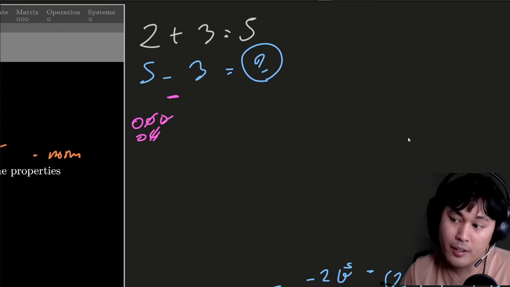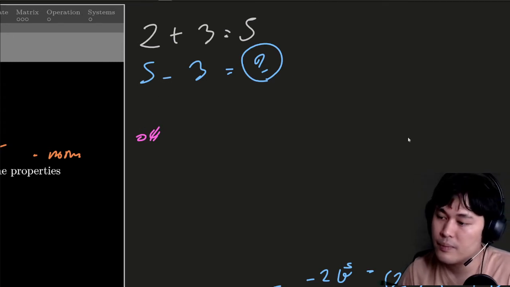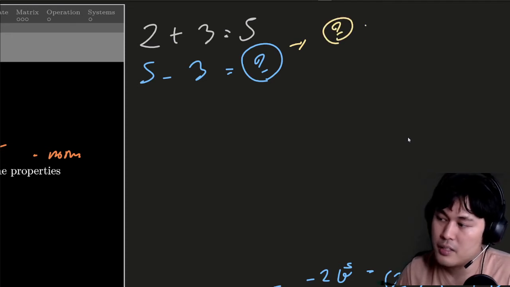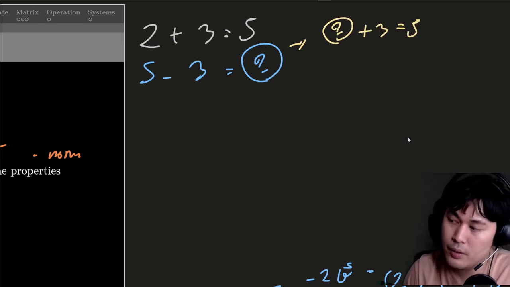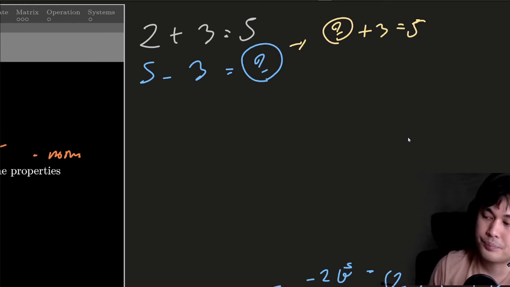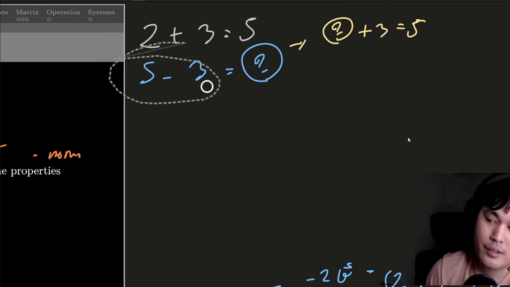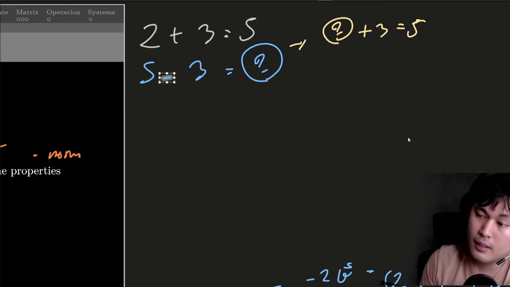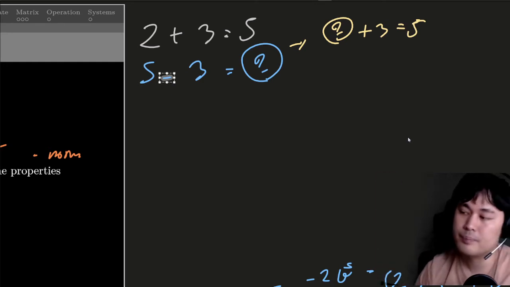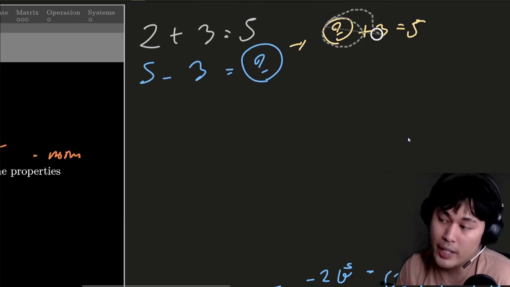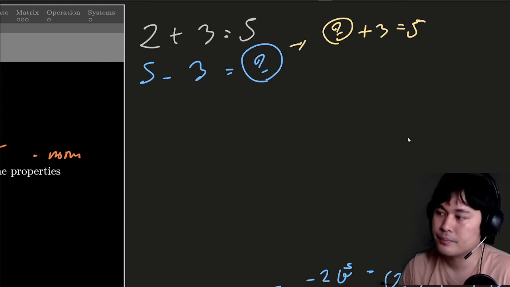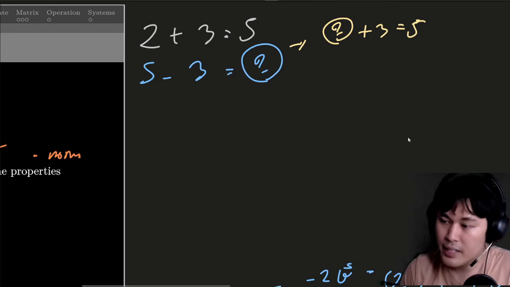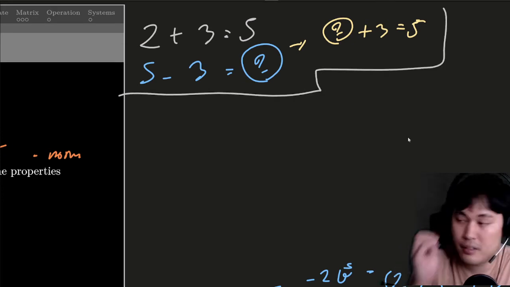But another way of thinking about subtraction is that it is the reverse function. You think about something that, when you add 3 to it, you get 5. So asking 5 minus 3 is asking, if I have 3, how much do I have to add to get to 5? Yeah, that's the difference between 5 and 3. But this is actually how subtraction is defined.